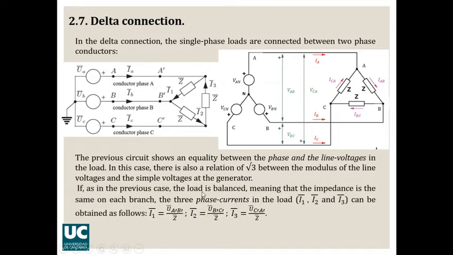Here, if the load is balanced, the three impedances have the same value. And then the three phase currents in the load will be I1, I2, and I3. So the phase currents could be obtained by dividing the difference in potential between the two sides of the load connection by the impedance of the particular load. So then you can apply Ohm's law to this branch here by taking into consideration the difference in potential and the impedance of this load.